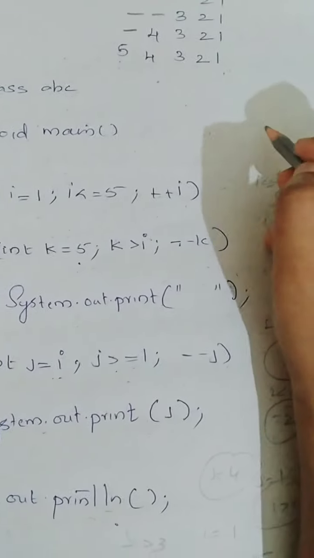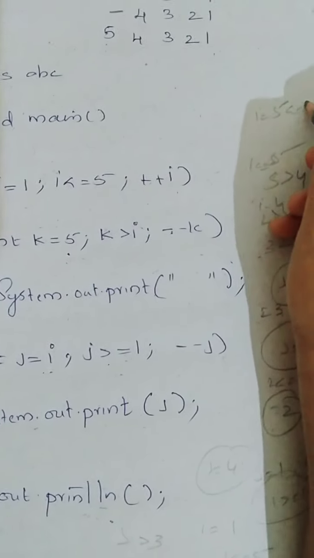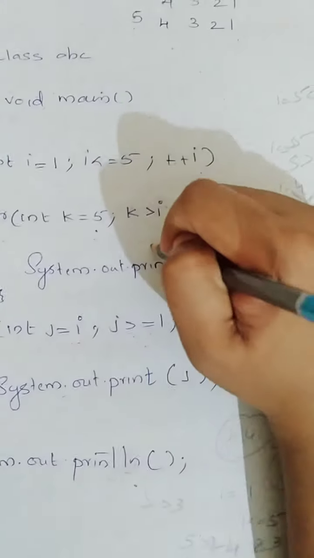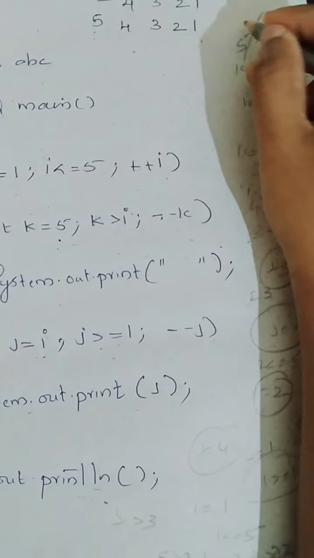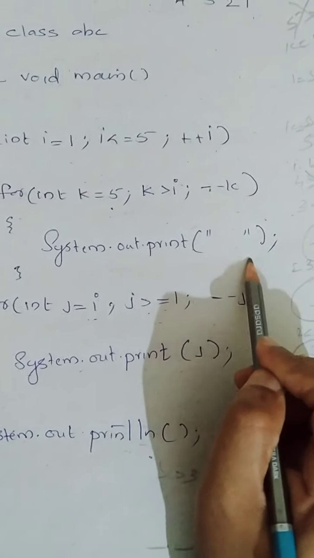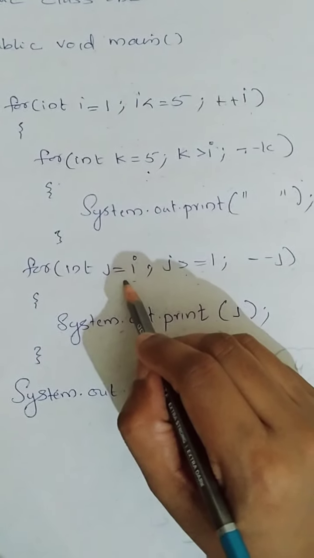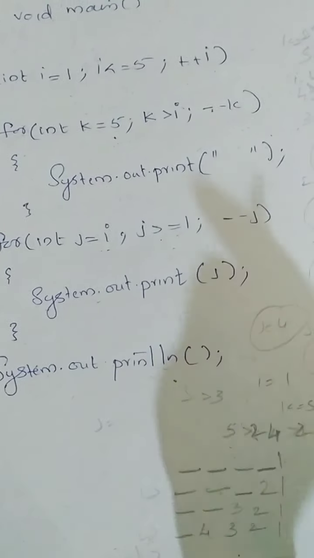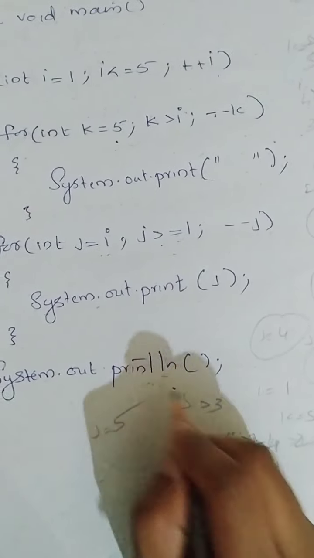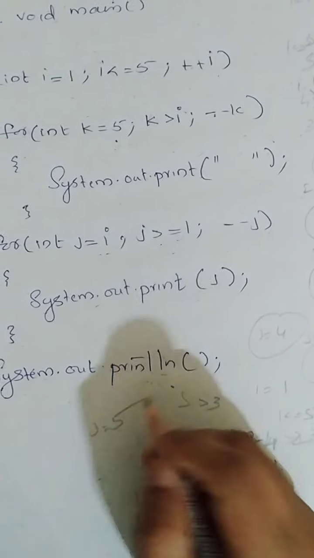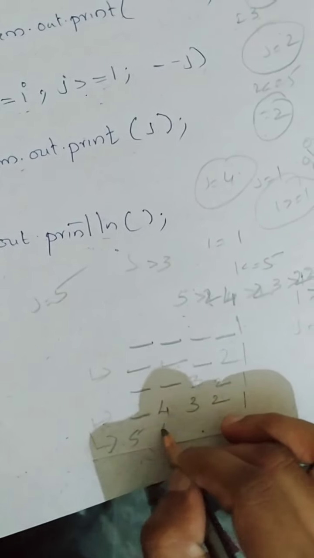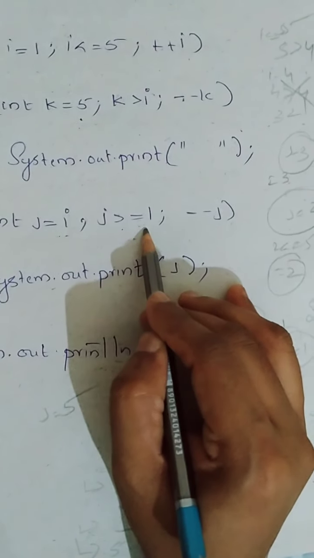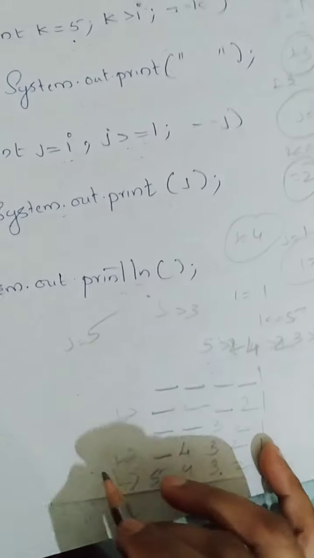Now moving to a very important thing. i becomes 5. 5 less than or equal to 5, true. Come inside. k is equal to 5. 5 greater than 5, false. It will not print a space. Instead of this, it will come here. j becomes i, that is j becomes 5. It will print till 5, 4, 3, 2, 1. And when j becomes 0, 0 greater than or equal to 1, false. Come out of the loop. There is a println.